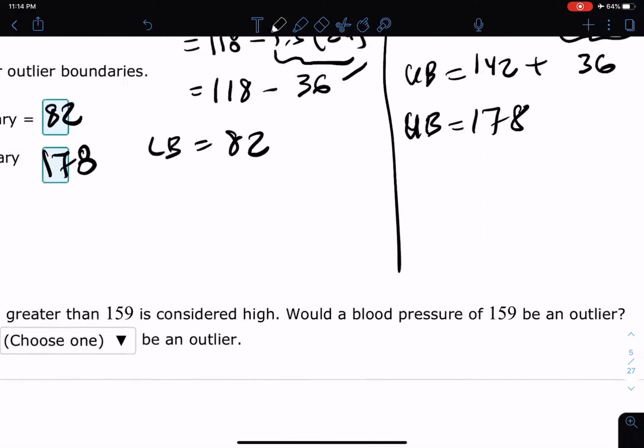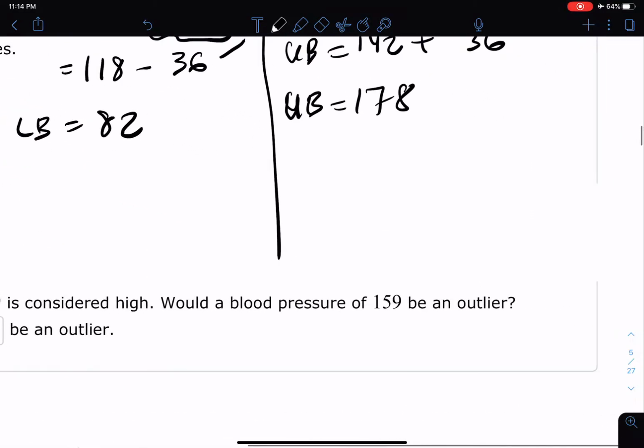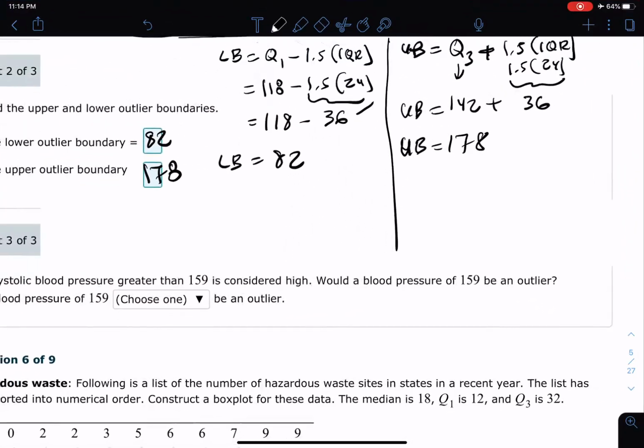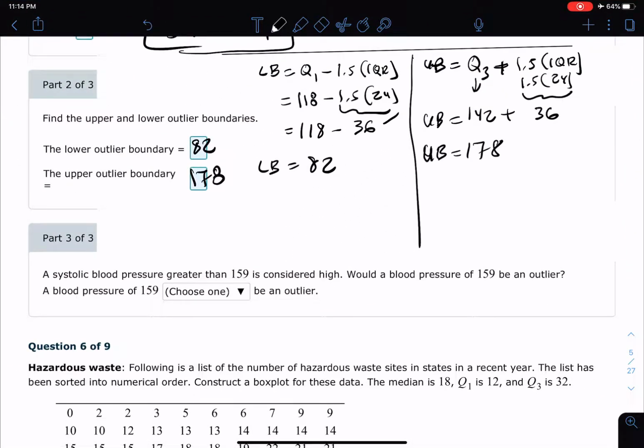And the question here says a systolic blood pressure greater than 159 is considered to be high. Ooh, that's high, right? Would a blood pressure of 159 be considered an outlier? And we just found out that our lower outlier boundary and upper boundary are right here. So if I were to make a very simple graph of what we're going to cross out, anything smaller than systolic blood pressure of 82.